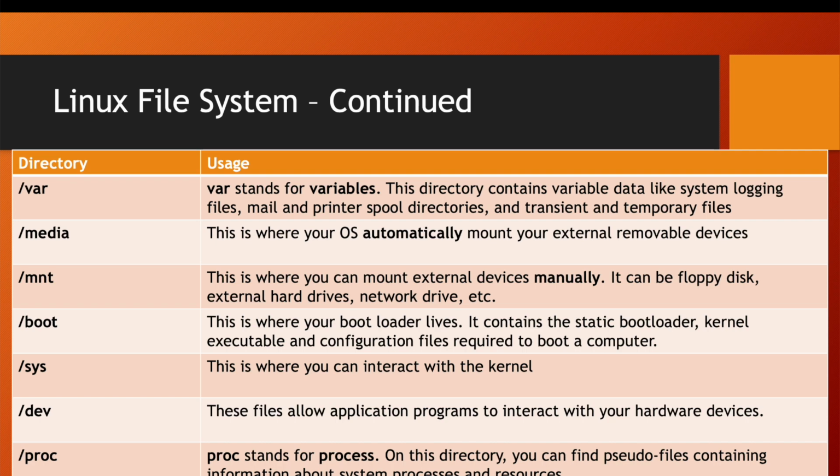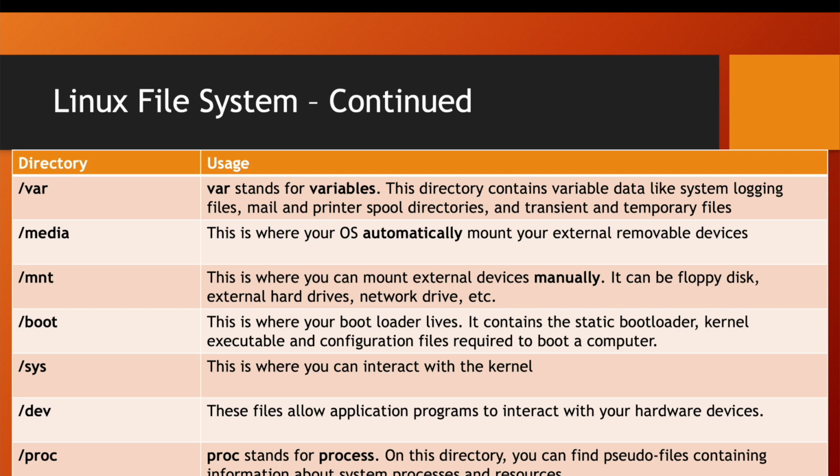These files allow application programs to interact with the hardware devices. Okay, these special files can either be character or block files. A block device is any device which performs data input and output in units of blocks, for example a hard disk, whereas a character device is a device which performs data input or output in units of characters, such as standard input or output, that is the keyboard and a screen.